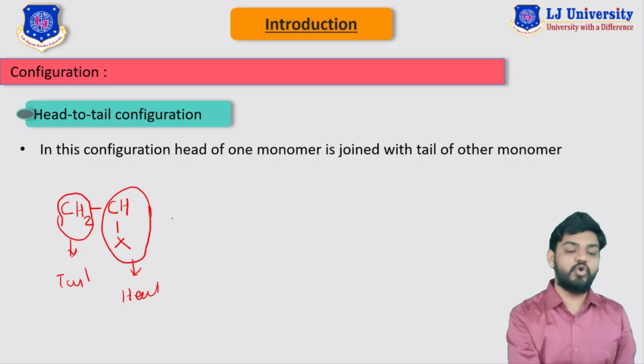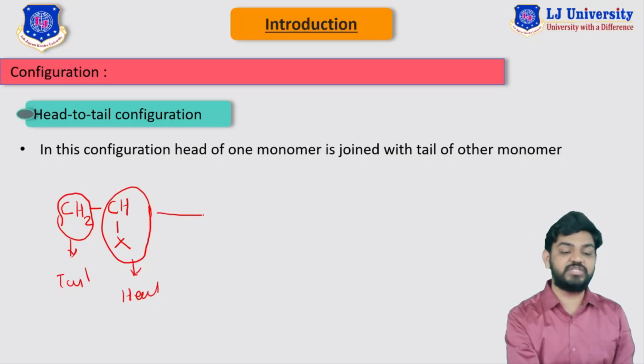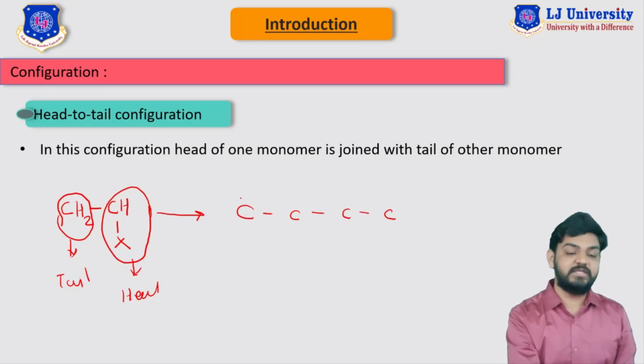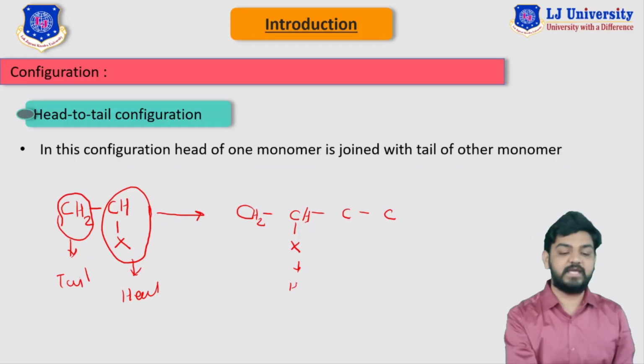If this monomer undergoes the polymerization reaction, then we will have the polymer like this. Let me first draw all the carbons. Now this carbon will have two hydrogens here and this carbon will have one hydrogen and one halogen group like this. So this is the head, which is again connected with the tail of another monomer. This monomer has two hydrogens here and this has one hydrogen and one halogen group here.